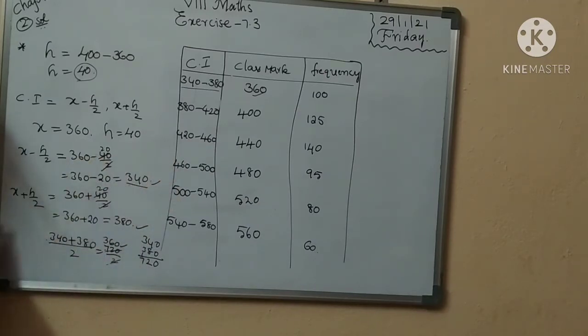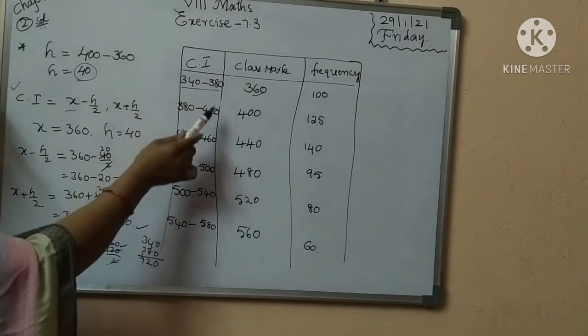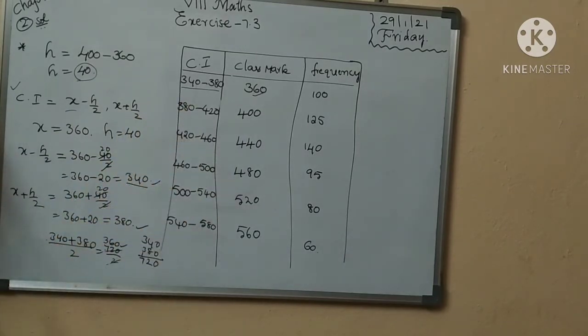So when the class interval is not given, we find it using the formula x minus h by 2 comma x plus h by 2, where x is the first given class mark. Did you understand?